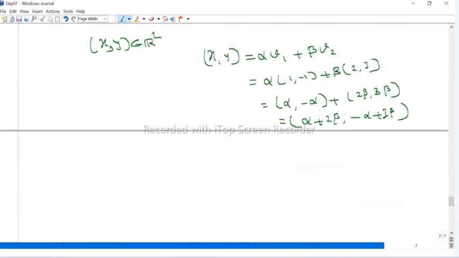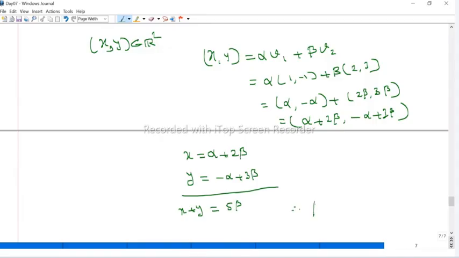Now these two ordered pairs are equal: (x, y) equals (alpha plus 2 beta, minus alpha plus 3 beta). Therefore we can equate them: x equals alpha plus 2 beta, and y equals minus alpha plus 3 beta. Now if we add these equations, we can cancel alpha. The left hand side gives x plus y, and the right hand side is 5 beta. Therefore beta equals (x plus y) by 5.